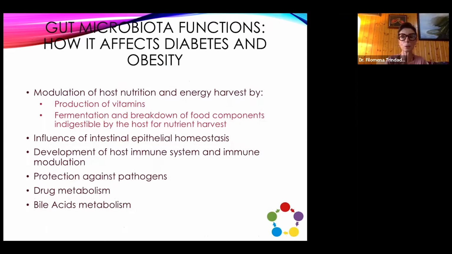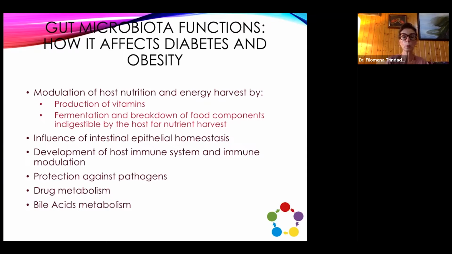So I like doing little bits of review if I can throughout, because I feel it helps us remember things and bring it home. So I hope that it's the same for you. So one way, it can modulate host nutrition and energy harvest, because the gut microbiota also is able to produce vitamins, and it's also very active in fermentation and breakdown of food components that are undigestible by us, in particular some of those fibers. And with respect to short-chain fatty acids, we're really talking about soluble fiber.